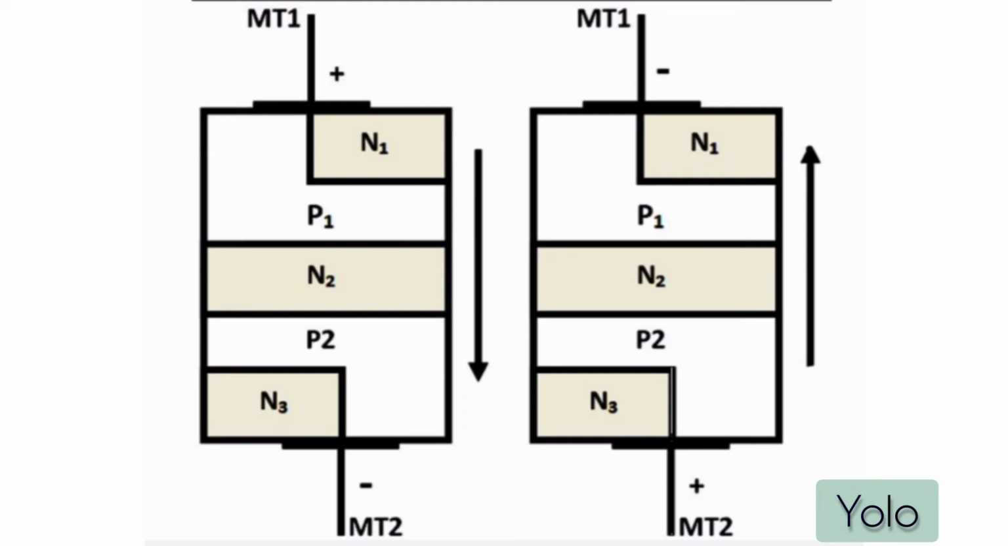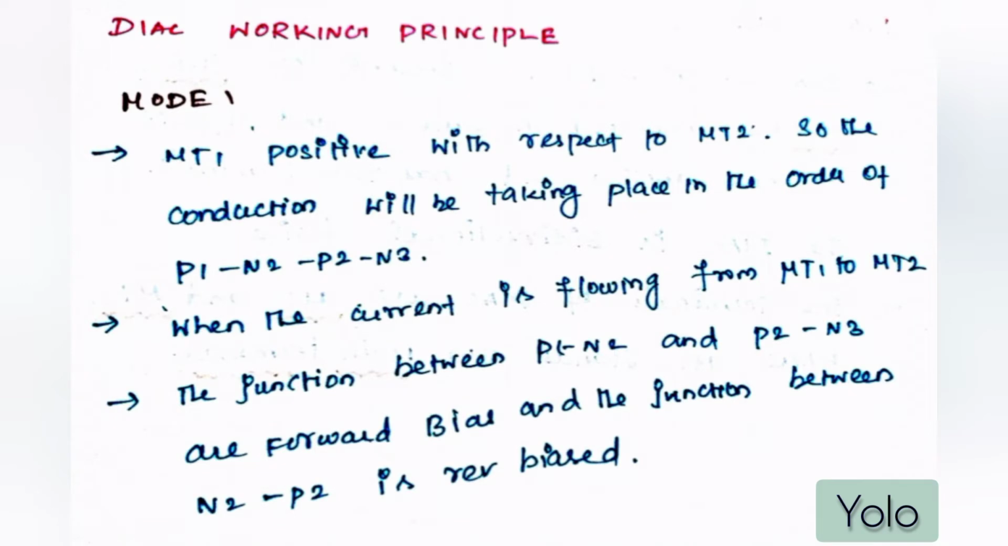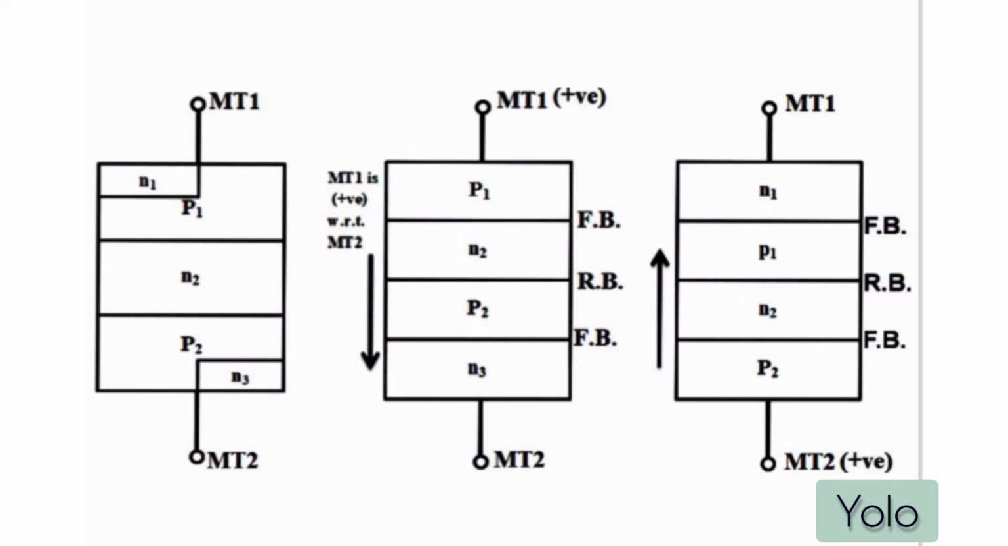DIAC working principle. The DIAC works in two modes of operation. In mode 1, MT1 is positive with respect to MT2. So the conduction will be taking place in the order of P1, N2, P2, N3. And the current is flowing from MT1 to MT2. The junctions between P1, N2 and P2, N3 are forward biased and the junction between N2, P3 is reverse biased.